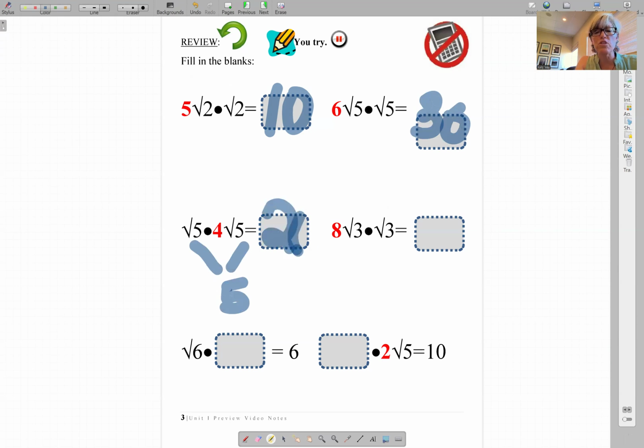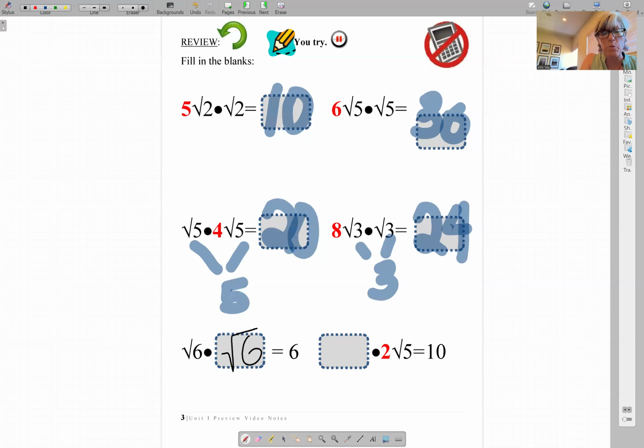4 times 5, that's 20. Root 3 times root 3 is 3. 8 times 3, that's 24. What? Root 6 times what is 6? That's another root 6. And 2 root 5 times what is 10? That's another root 5.